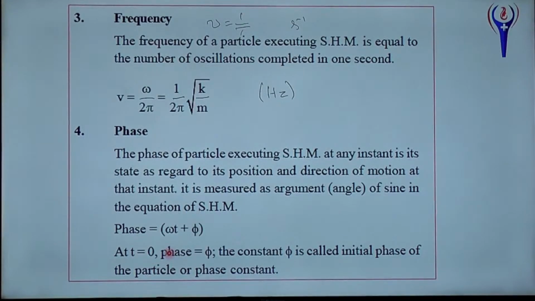We said that in an LCR circuit, current leads the voltage by pi by 2 or voltage leads the current by pi by 2. So that indicates the position and direction of motion at a given instant of time.